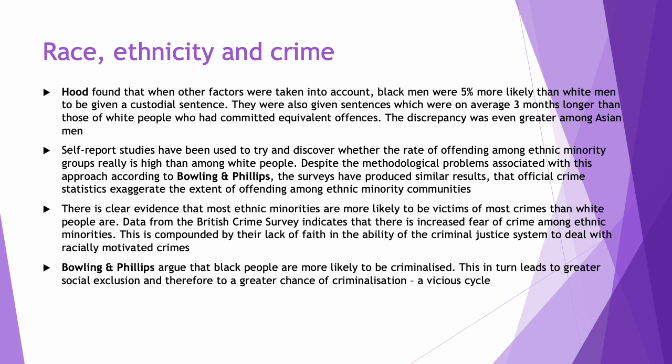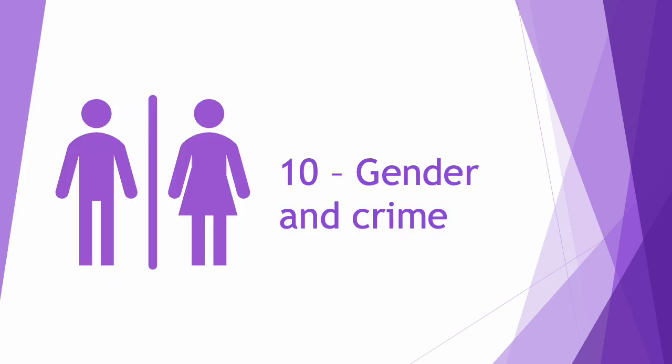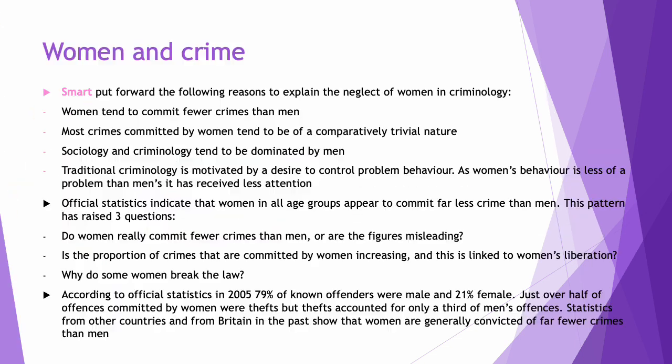There is clear evidence that most ethnic minorities are more likely to be victims of most crimes than white people are. Data from the British Crime Survey indicates that there is an increased fear of crime among ethnic minorities. This is compounded by their lack of faith in the ability of the criminal justice system to deal with racially motivated crimes. Bowling and Phillips argue that black people are more likely to be criminalised. This in turn leads to a greater social exclusion and therefore to a greater chance of criminalisation, causing a vicious cycle. This section is on gender and crime.